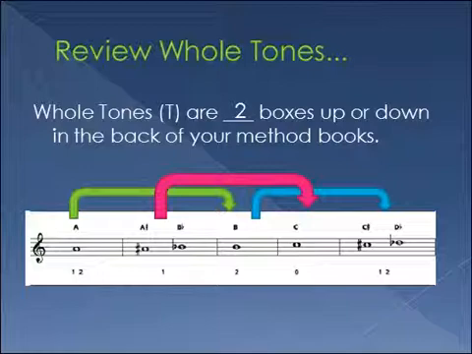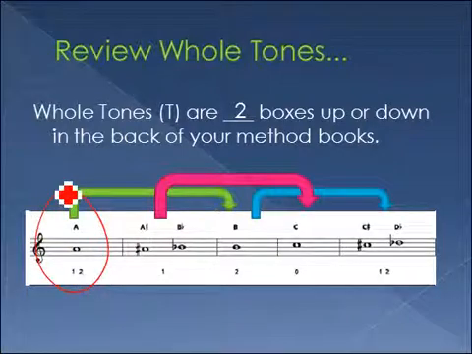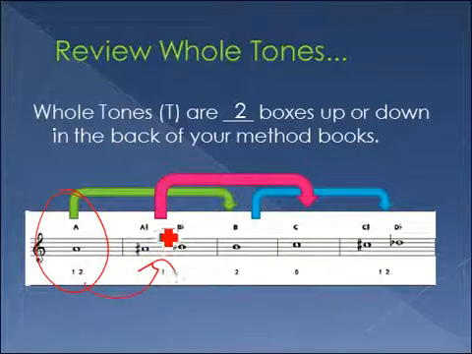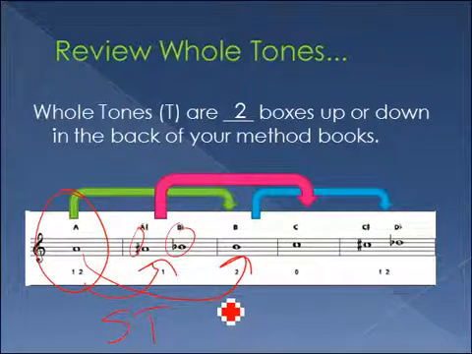Then we have whole tones. A whole tone is just two boxes up or down from your method book. So two semitones. So for example, find an A, any A, it doesn't matter. We're using this one, but here's an A. And if we go over one box to either A sharp or B flat, we get a semitone. If we go over one more, A to B, we get a whole tone.